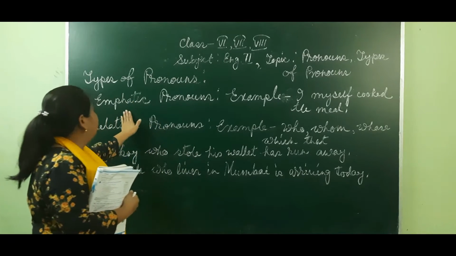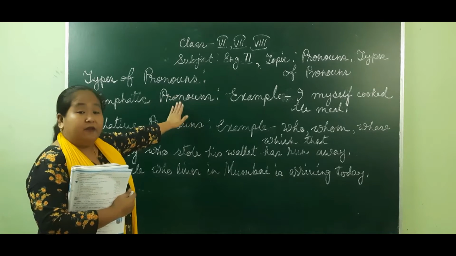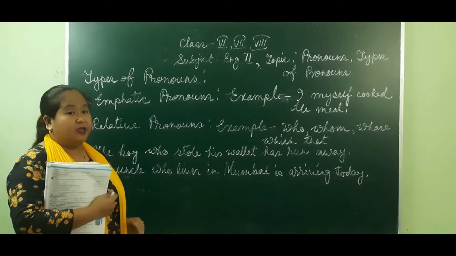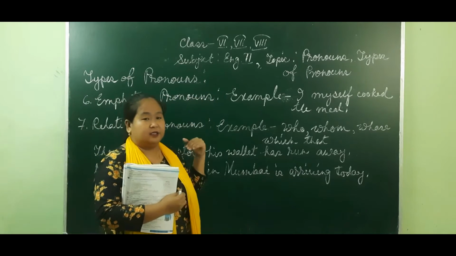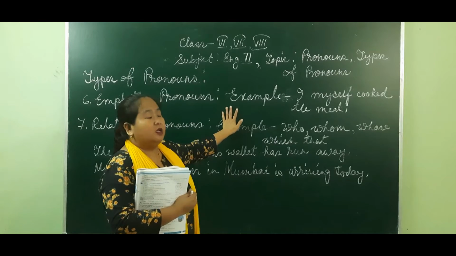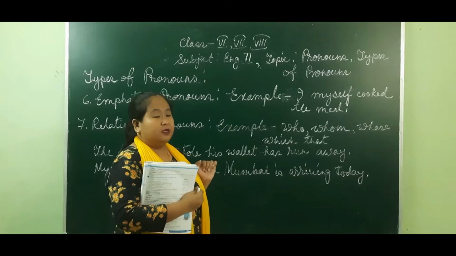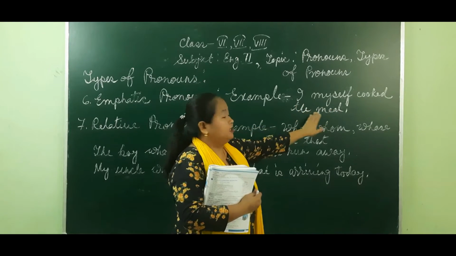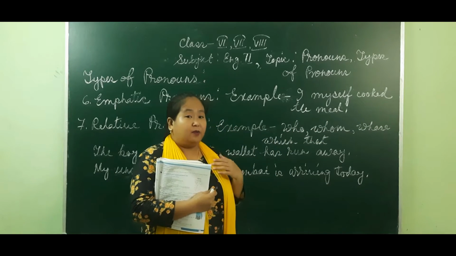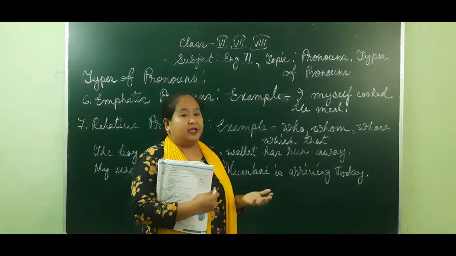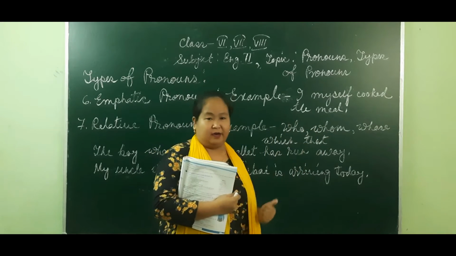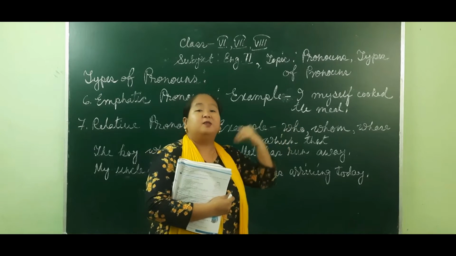Now we have emphatic pronouns. Emphatic pronouns are reflexive pronouns used for emphasis. The words are the same: myself, ourselves, yourself, himself. For example, I myself cook the meal. I can also say I cook the meal, but if I want to emphasize it, then I myself cook the meal. He himself did the work. She herself told me.